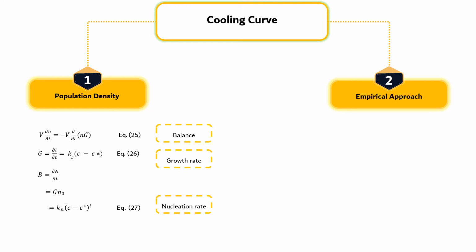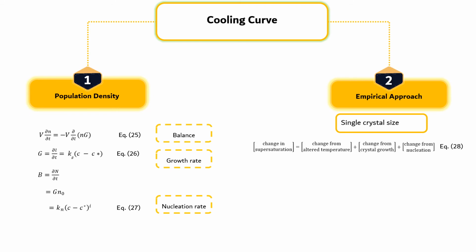Batch crystallization can be analyzed using an empirical approach by assuming a single crystal size and calculating the temperature required to sustain constant crystal growth. A balance on the amount of supersaturation in the batch unit is as shown in equation 28.